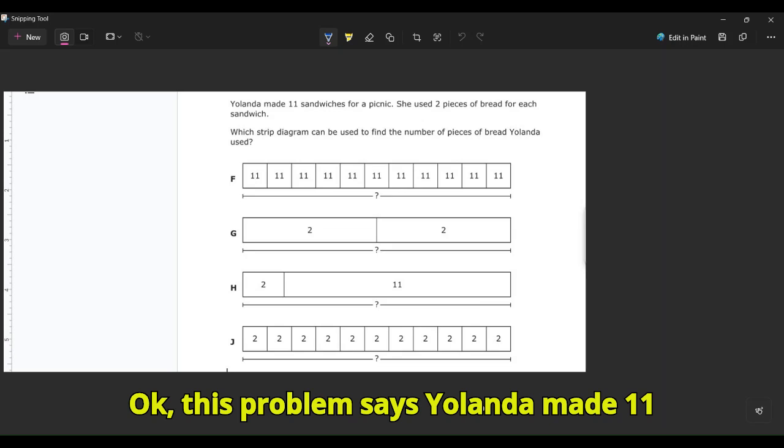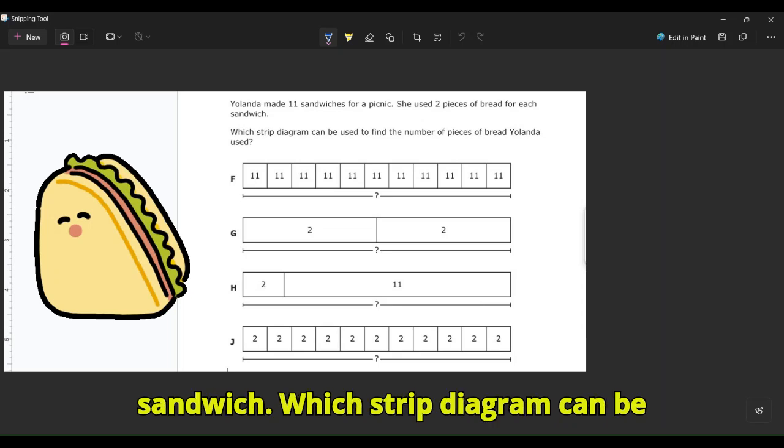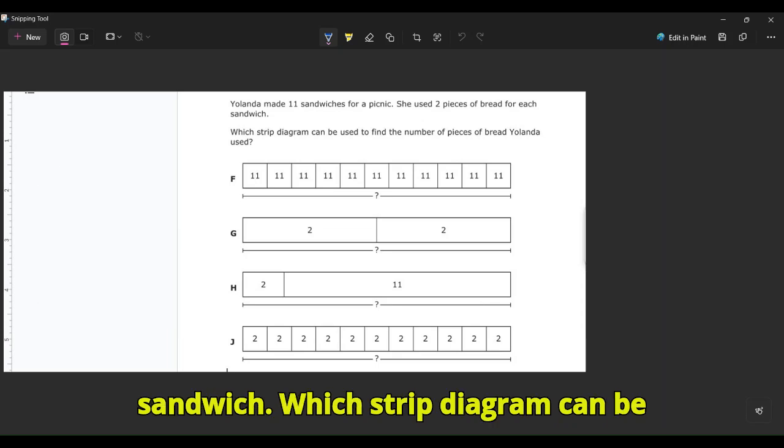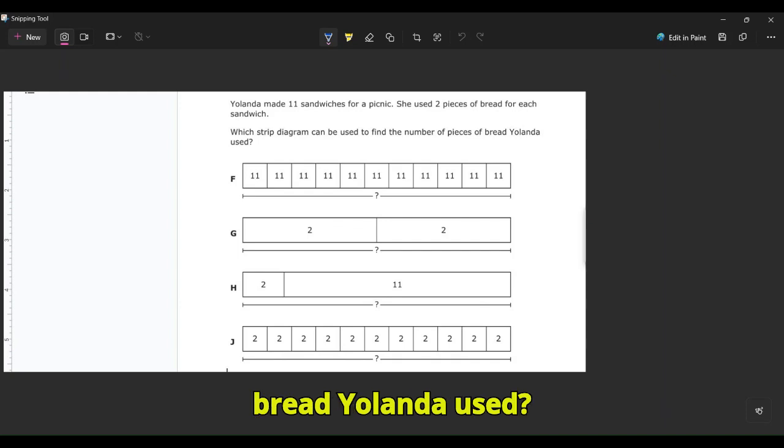Okay, this problem says Yolanda made 11 sandwiches for a picnic. She used 2 pieces of bread for each sandwich. Which strip diagram can be used to find the number of pieces of bread Yolanda used?